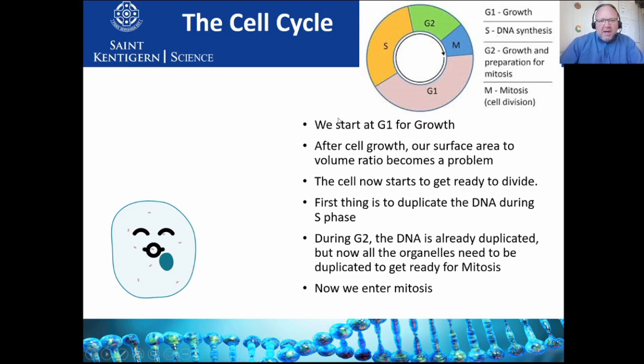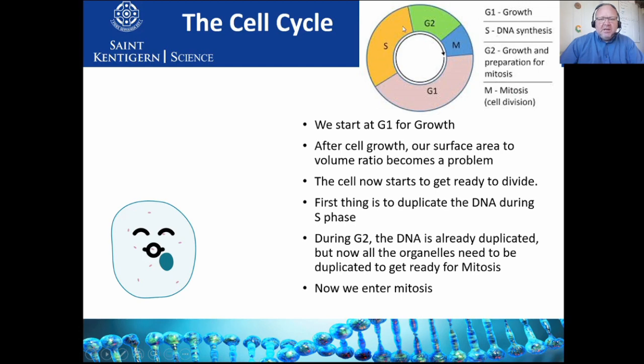Anyways, so with the cell cycle, the cell spends most of its life in G1, which is the growth phase. This is where the cell, after it has divided, is now half the size that it was previously, so it needs to grow back to full size. As it's growing, eventually it gets so large that the surface area to volume ratio becomes a problem. And this is when it gets ready to divide.